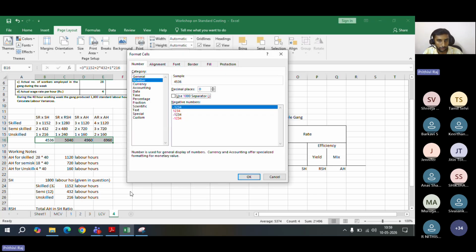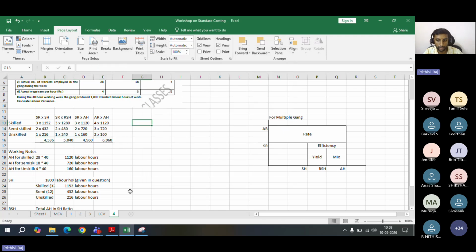I got the values. Now let's put the formulas and try to complete this. Labor cost variance. Overall cost variance formula: SR into SH minus AR into AH. Put here. Next, labor rate variance. Formula: SR into AH minus AR into AH.